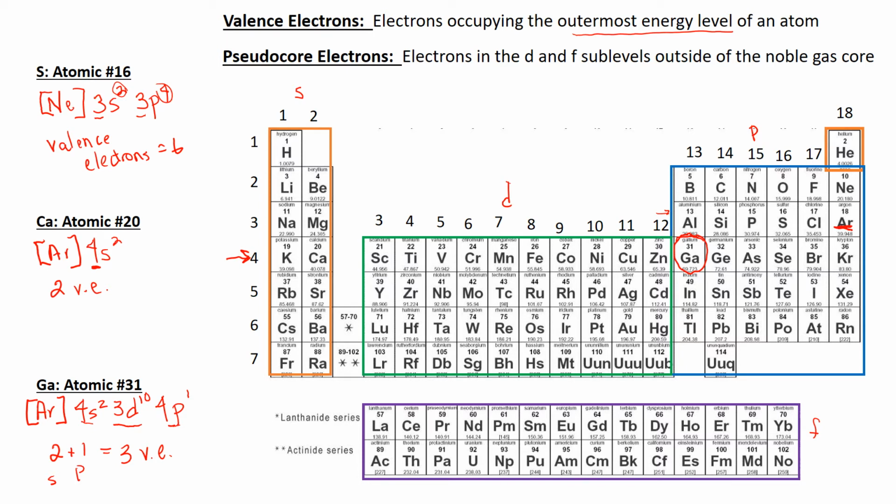level. Now, they're called pseudo-core because, quite honestly, they can take part in chemical reactions. They can interact with other atoms. However, it's always those valence electrons, the ones from the outermost highest energy level, the S and P, that will react first.